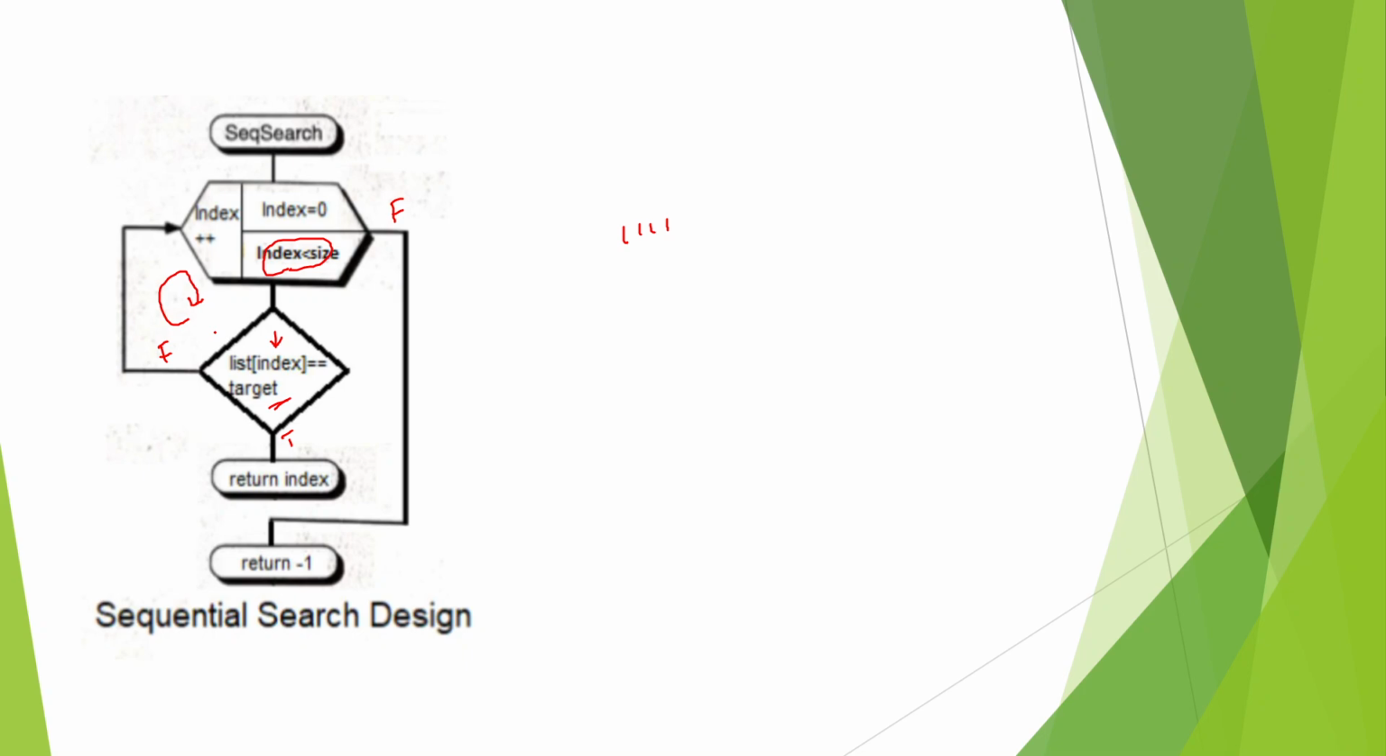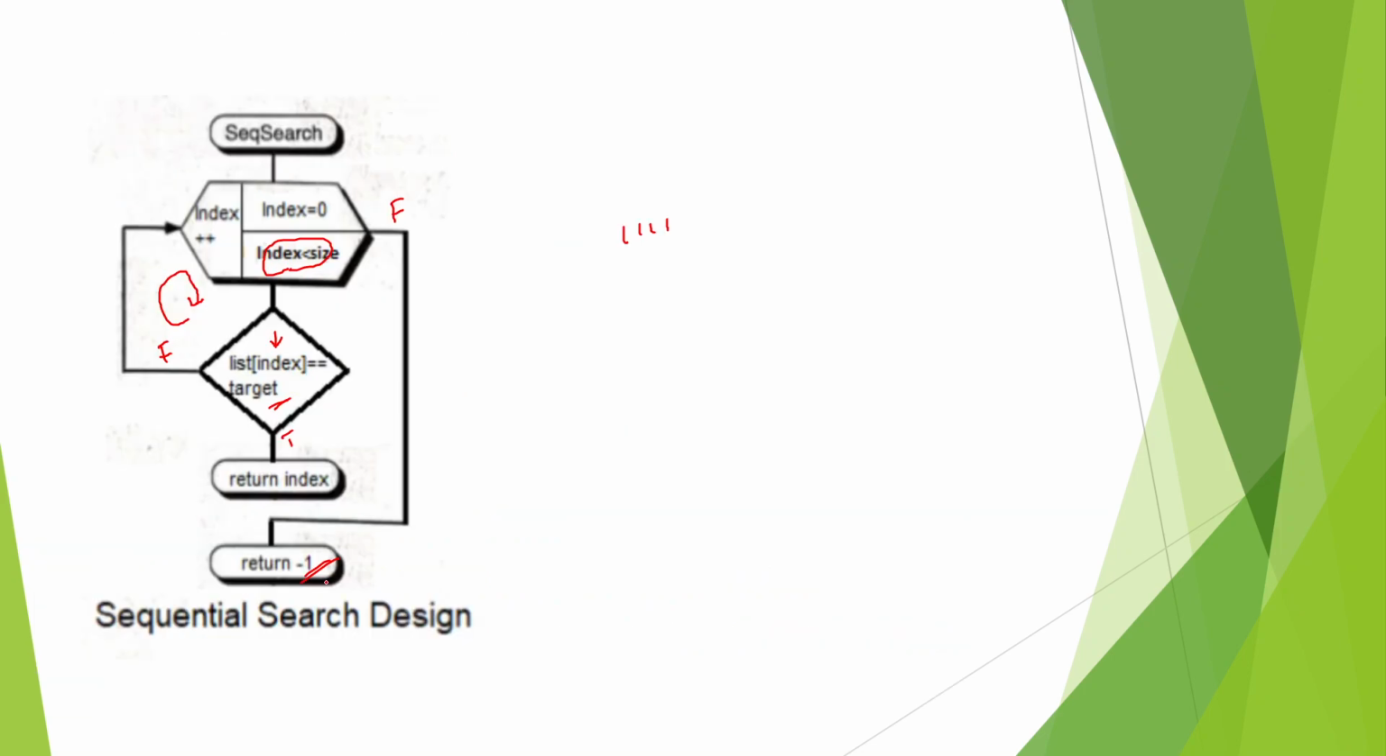If all items are over, you reach the end of the list, then what will happen? Index will become greater than the size. After crossing size minus 1, what will happen? My index will become size. So a condition like size less than size will come here. Size less than size, that is false obviously. So if it is false, to indicate that the target is not found, what we are returning? We are returning -1. To indicate that the target is not found, we are returning minus 1. Hope you understood.